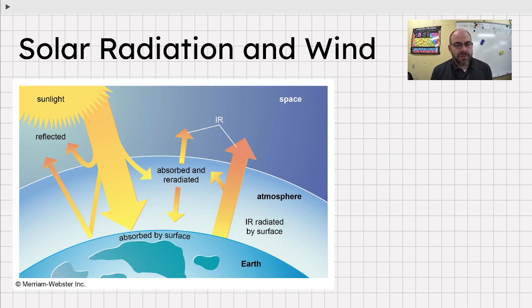Let's look at the idea of solar radiation and wind. You've probably heard your whole life that it is the energy from the sun that causes the wind to blow. That's good. Unequal heating of the earth, so you have some places that are warmer than others. It's going to cause a gradient of energy, and that gradient causes the air to move at varying rates, right?